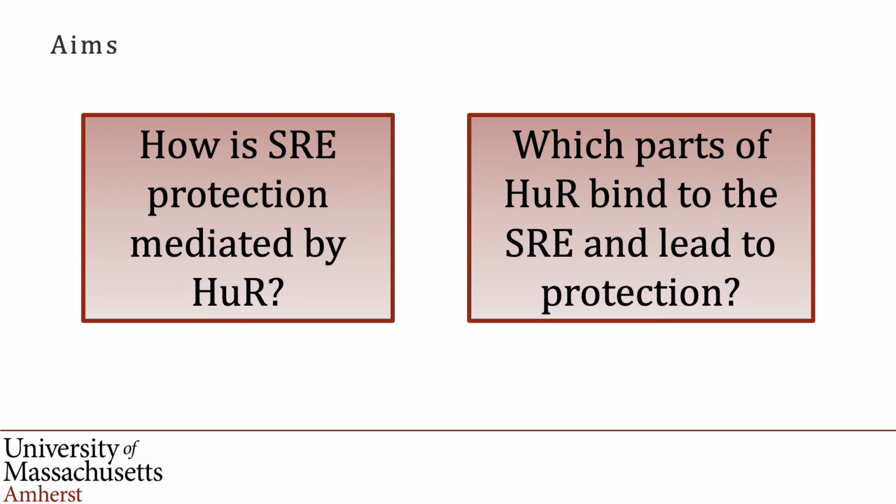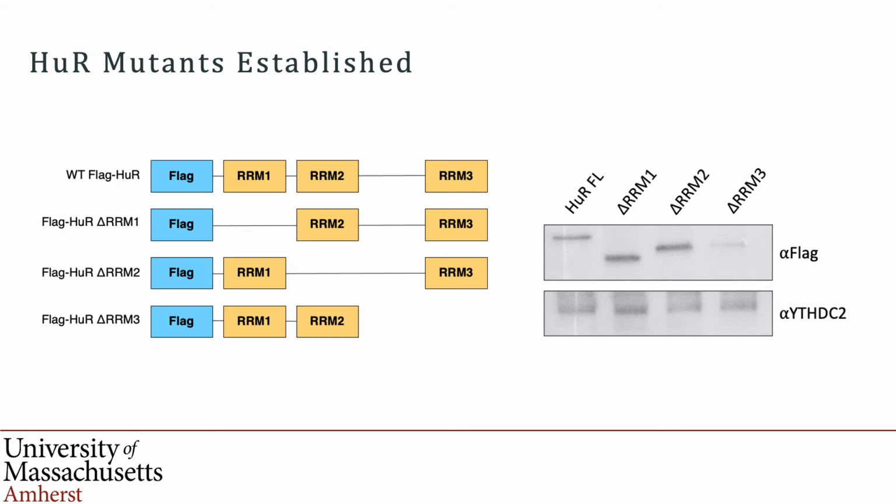As I explained before, HuR has different binding domains. We are interested in locating the specific domains that are necessary to preserve the protective phenotype. This leads me to further analyze HuR domains with the establishment of mutants. The creation of these mutants will allow us to conduct experiments to determine the region necessary for SRE protection.